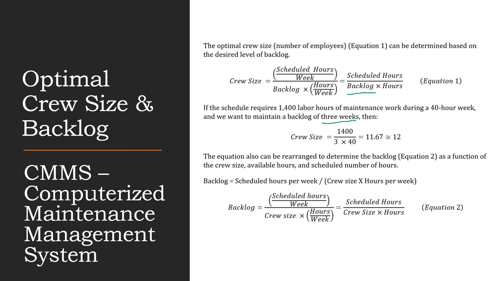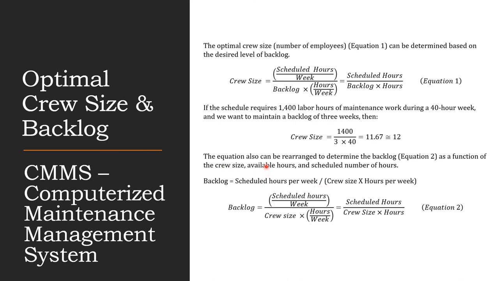You will get the crew size, the number of employees, equal to about 11.67. So you can assign between 11 and 12. We usually round up 11.67. You cannot divide a person. If you get 11.67 as the mathematical value, that means more than 11 people. Therefore you have to use 12 workers to do that. So that's what you calculate when you do maintenance management.